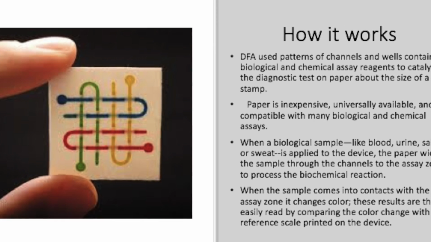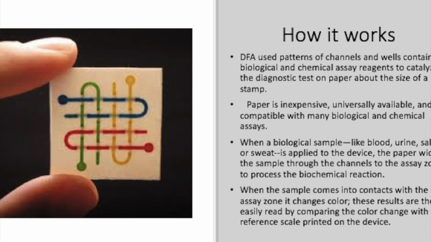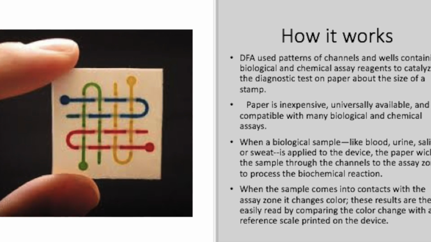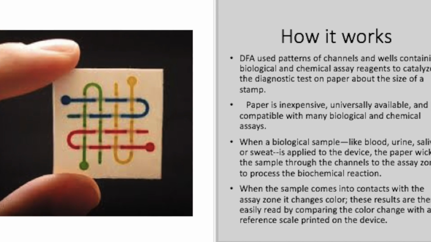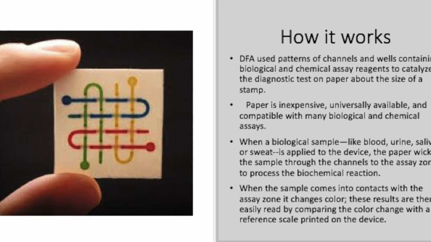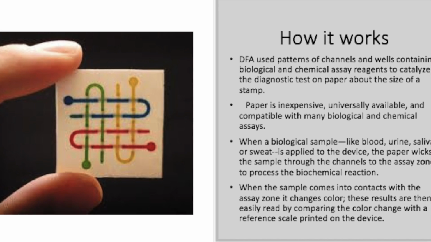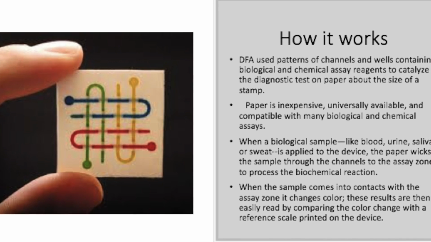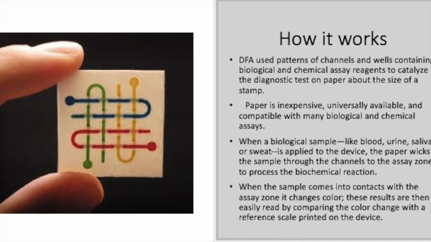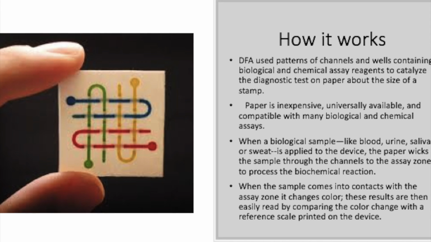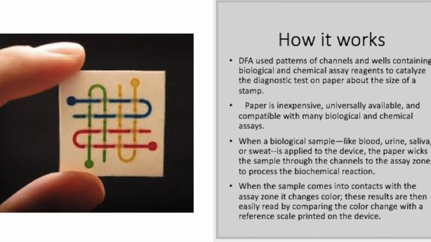So a biological sample like blood, urine, saliva, or sweat is applied to the paper. And then the sample is sent through the channels and the assay zones to process the biochemical reaction. So when the sample comes into contact with the assay zone, it changes colors. So it makes the sample readable through the color change with a reference scale that's printed on the device.